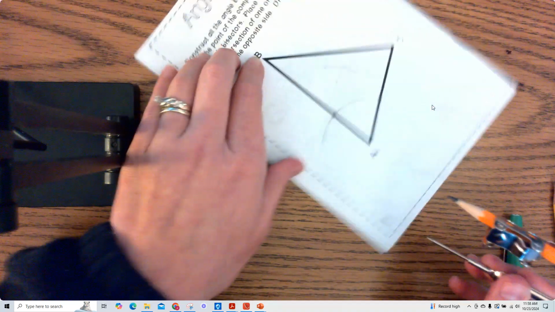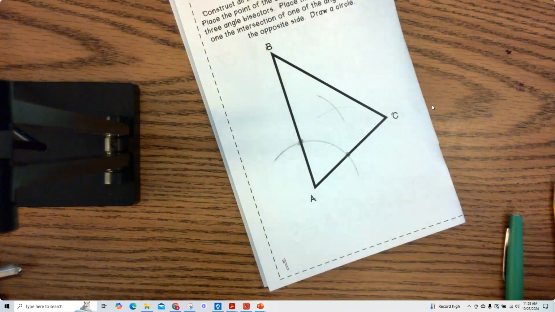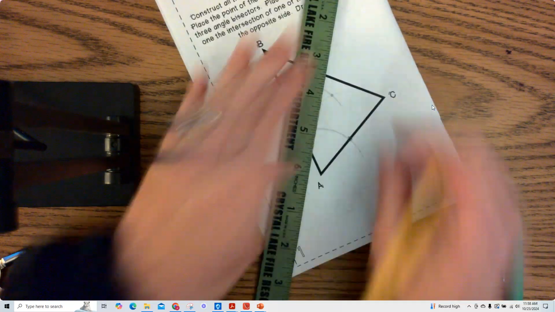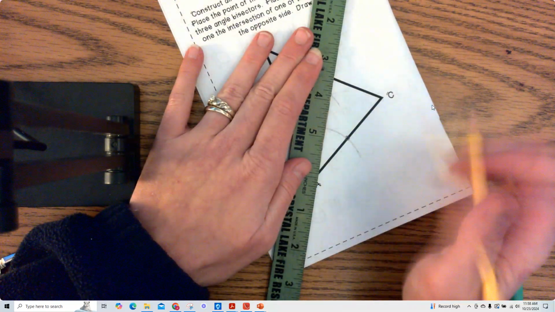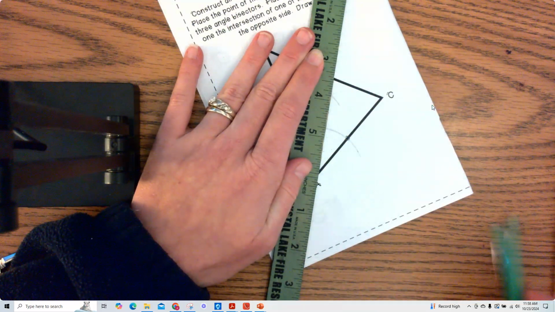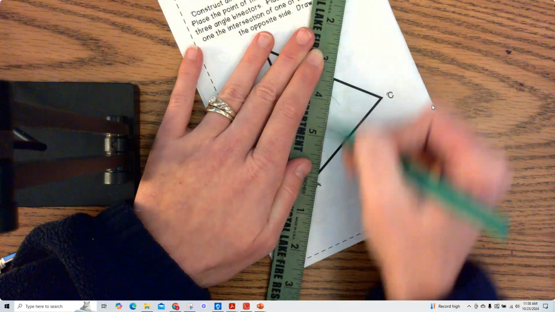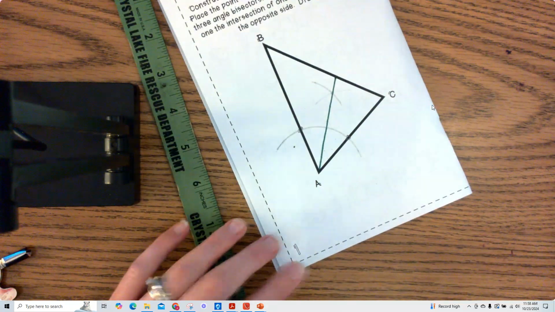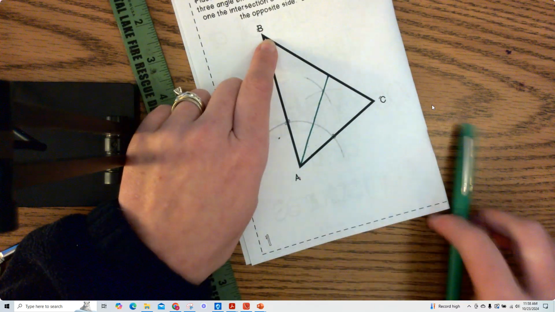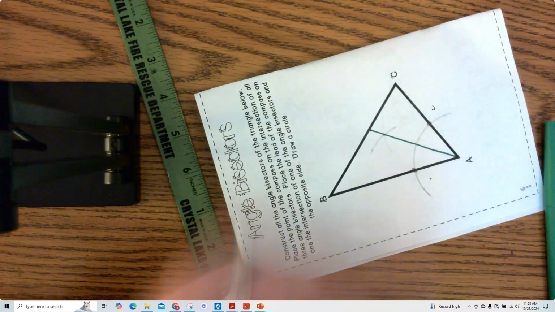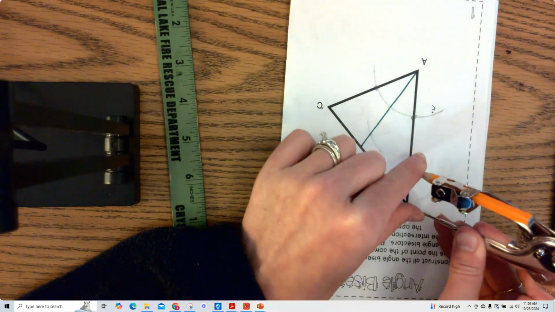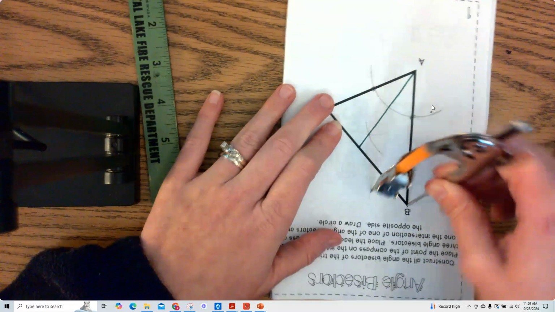Sorry, my pencil's not showing up really dark. And then where those cross, connect that back to your angle. So that's the angle bisector of A. Do the same thing for B. If you want to change your compass measurement, you can. It doesn't matter. Just watch out for everything overlapping.